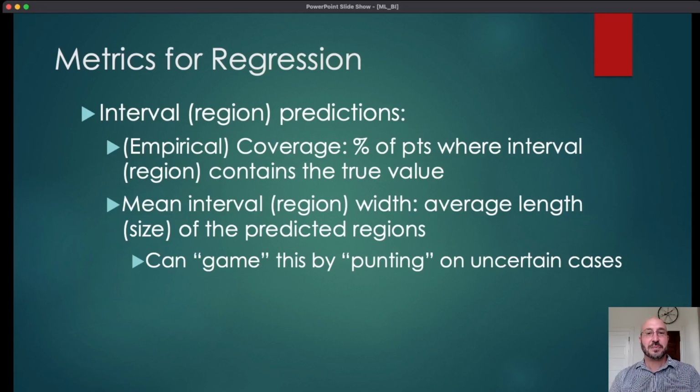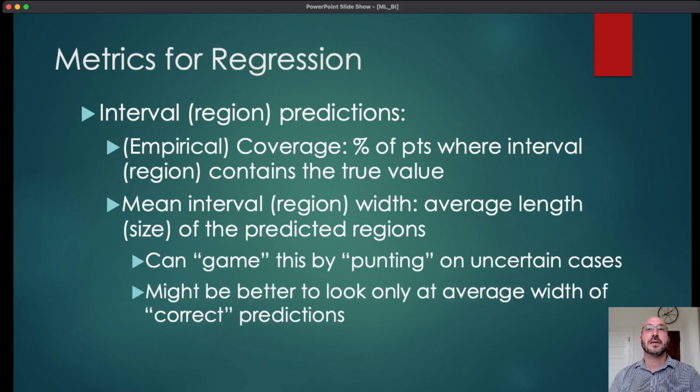And this hasn't really been fully explored or fully discussed, to my knowledge at least. But one way you might try to correct this is to look only at the average width of the correct predicted intervals. So how wide were you on the ones where you actually contained the right answer? And that probably still has some flaws of its own, but the key is just to keep in mind that the mean interval width is not going to tell you the whole story because of how you might choose to game it.